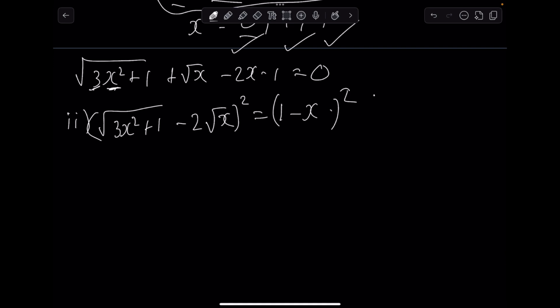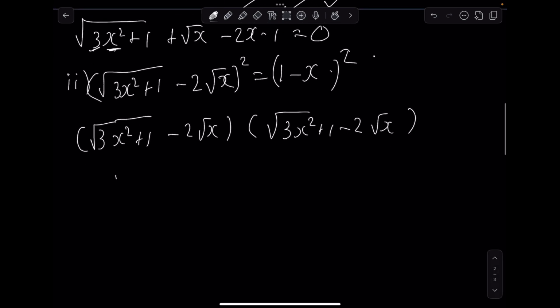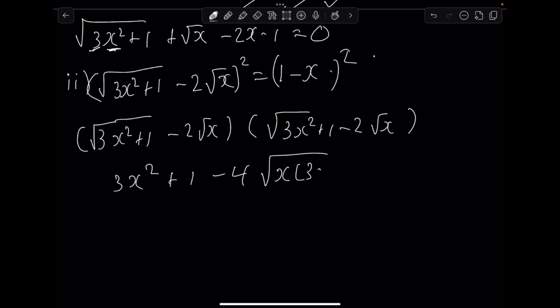So let's focus on this side first. So root of 3x squared plus 1 minus 2 root x, times by itself. So 3x squared plus 1 minus 2 root x. So this is just itself, 3x squared plus 1. So it's minus 2 times this, minus 2 times this. So it's minus 4 lots of the root of x times 3x squared plus 1. And then minus 2 root x times minus 2 root x is just plus 4x. Okay? And that is the expansion.